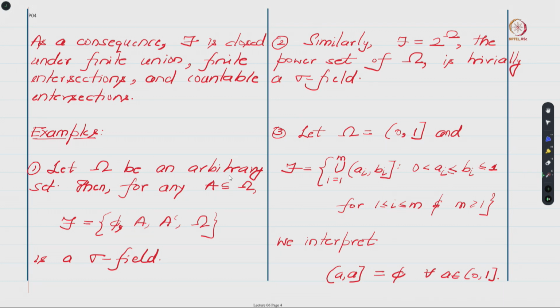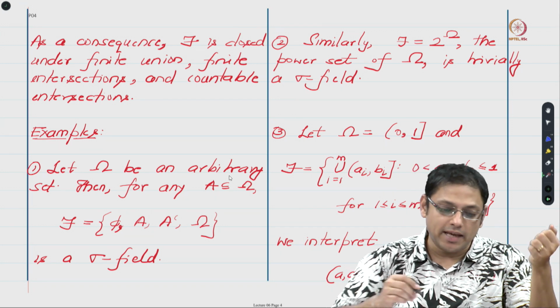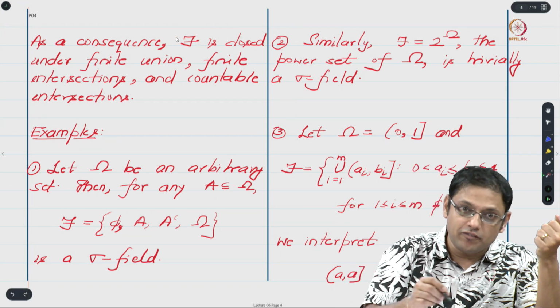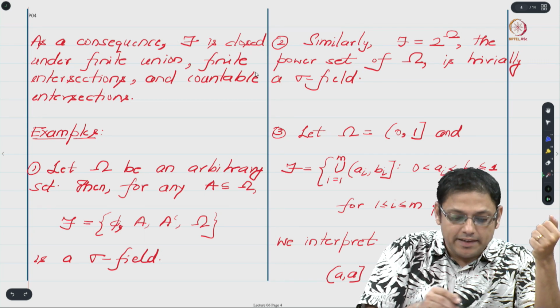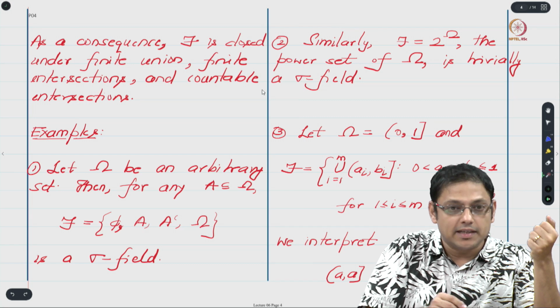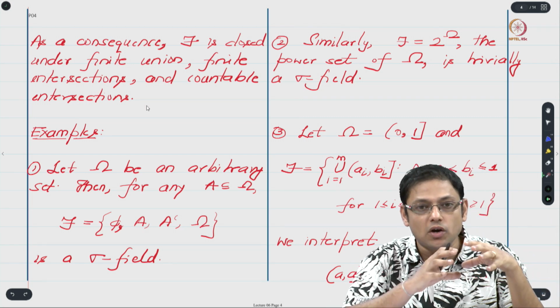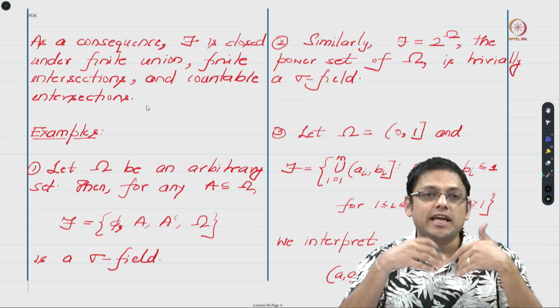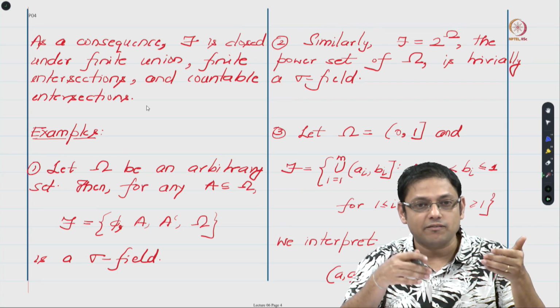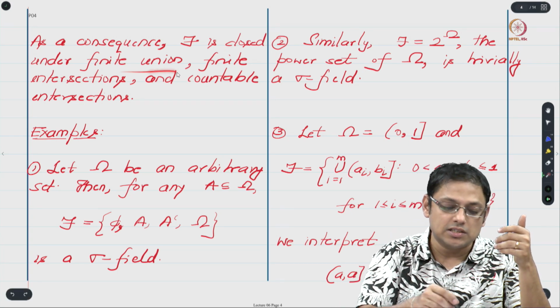The current definition of a sigma field already implies that this collection F is closed under finite unions, finite intersections, and countable intersections. In other words, by ensuring that your calligraphic F satisfies those three conditions, we get for free that this calligraphic F satisfies these additional conditions as well.